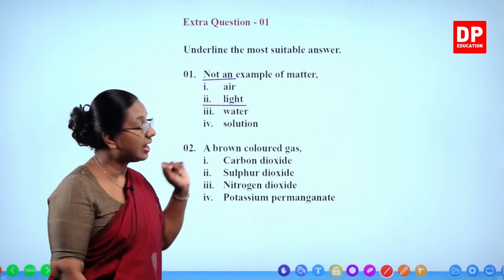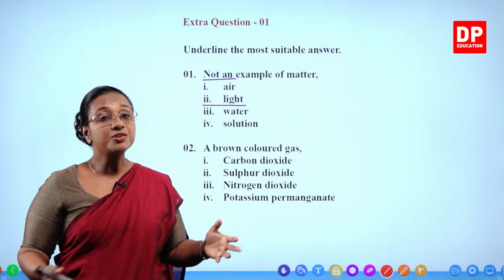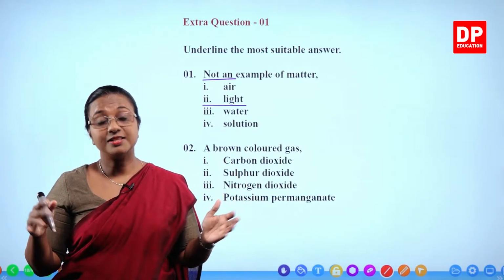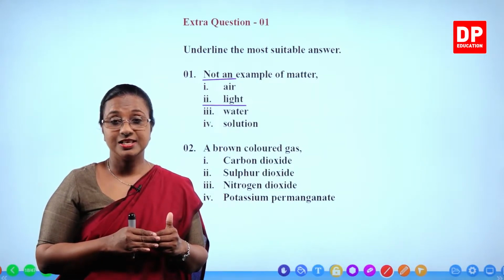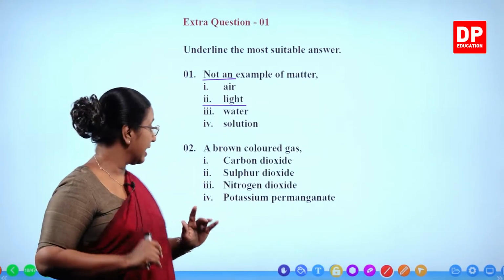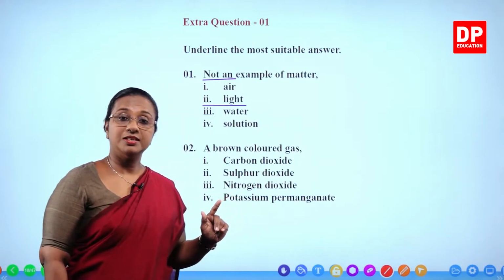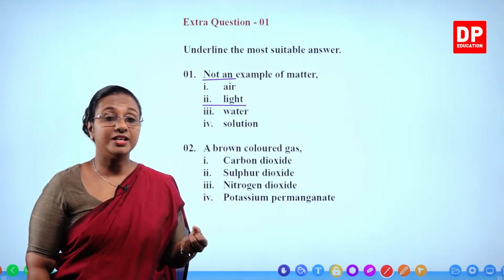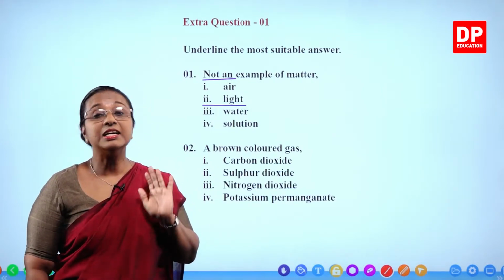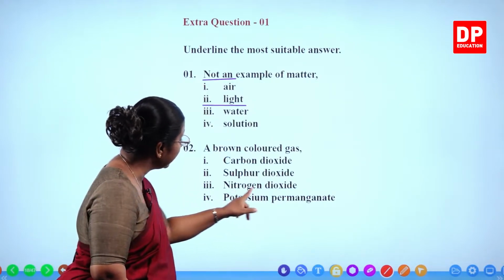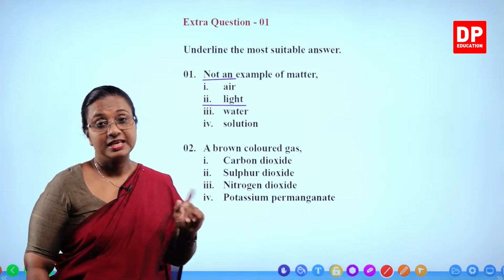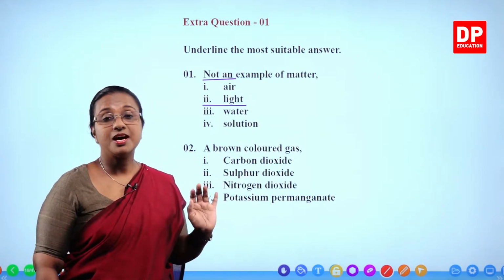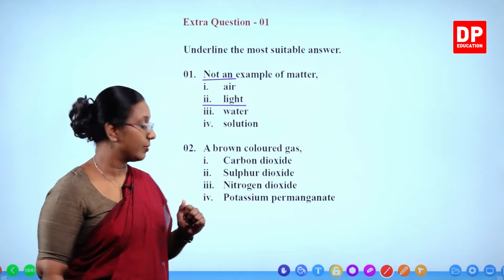So the first one, carbon dioxide. Carbon dioxide is there in our atmosphere. It is colorless. Otherwise, you will see carbon dioxide gas. So it is a colorless gas. Then sulfur dioxide. That is also a colorless gas. Although sulfur is yellow in color, sulfur dioxide is a colorless gas. Then nitrogen dioxide, yes, that is a brown colored gas. Nitrogen dioxide is a gas and it is brown in color.